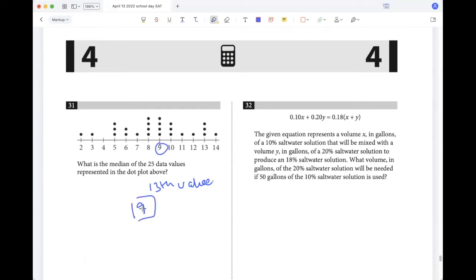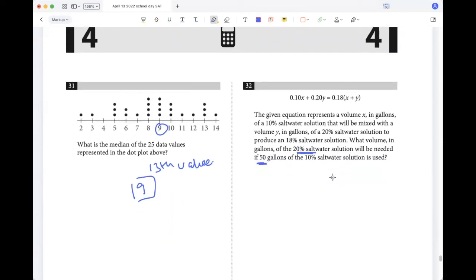The given equation represents a volume X of a 10% saltwater solution that will be mixed with a volume Y of a 20% solution to produce an 18% solution. What volume in gallons of the 20% solution will be needed if 50 gallons of the 10%? So we have to find Y when X is 50.